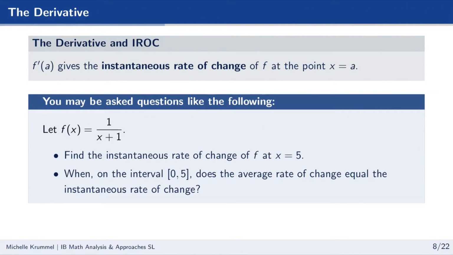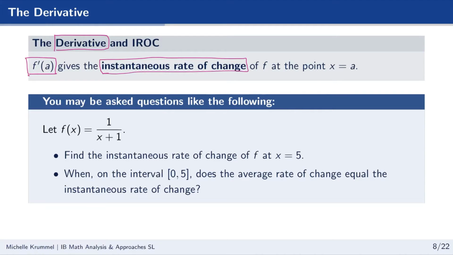The derivative and instantaneous rate of change. f prime of a gives the instantaneous rate of change of f at the point x equals a. So we said that a moment ago. Instantaneous rate of change is another way of saying derivative. And f prime of a is the notation we use there. So all of those things are really just different ways of saying the same thing. They all represent the same concept. The derivative can also be called the instantaneous rate of change. We can also call that f prime of a if we're talking about the derivative at the point where x equals a.